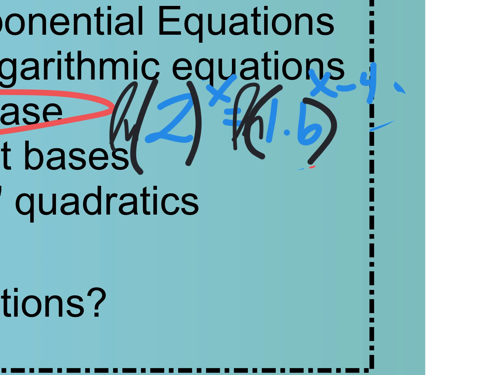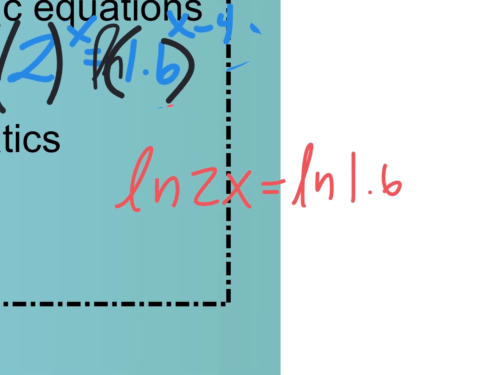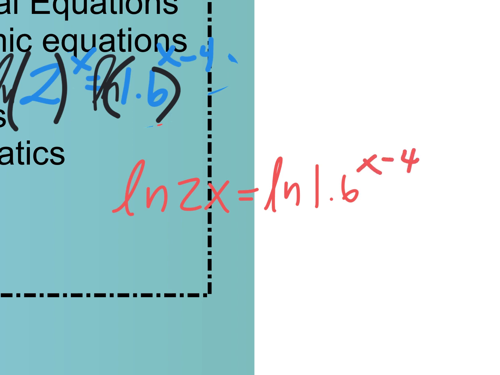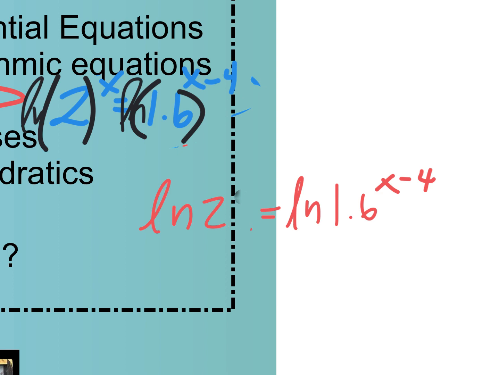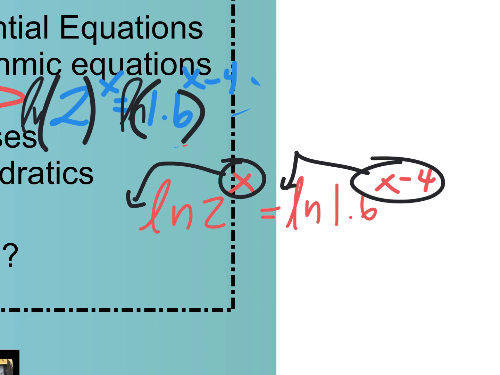So now we have ln of 2 to the x equals ln of 1.6 to the x minus 4. Why did we do that? Because then we can put the exponents, bring these down out of the exponent spot to in front. That's exactly it. And we're not even going to do it. I'm just reminding you that that's how you would do it.